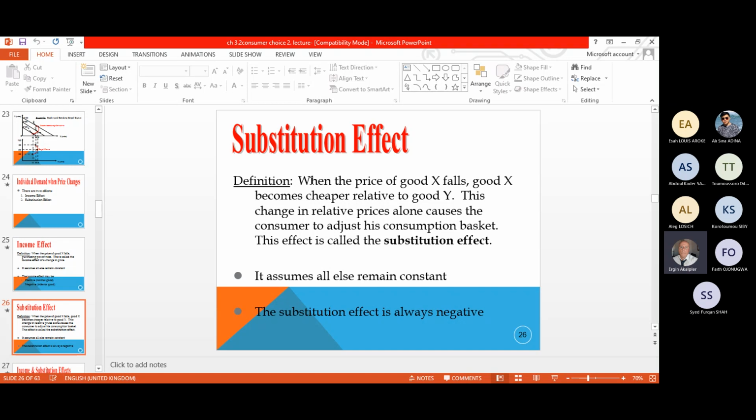For example, you may take some chocolates, Cadbury and let's say Milka or Mars or Snickers. If the Snickers price falls, you may prefer to buy more Snickers instead of Cadbury. This is realized since you have substitute products with the same preferences. It assumes all else remains constant again, and the substitution effect is always negative, it is supposed to be.